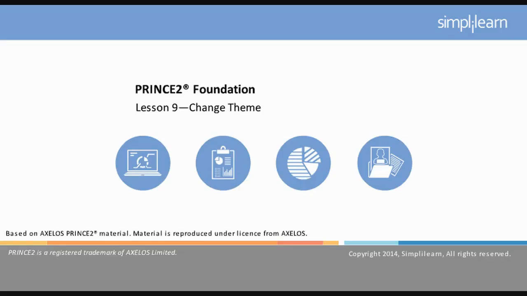This lesson is about Change theme. Change is one of the 7 themes of PRINCE2 methodology. Let us discuss the objectives of this lesson in the next screen.